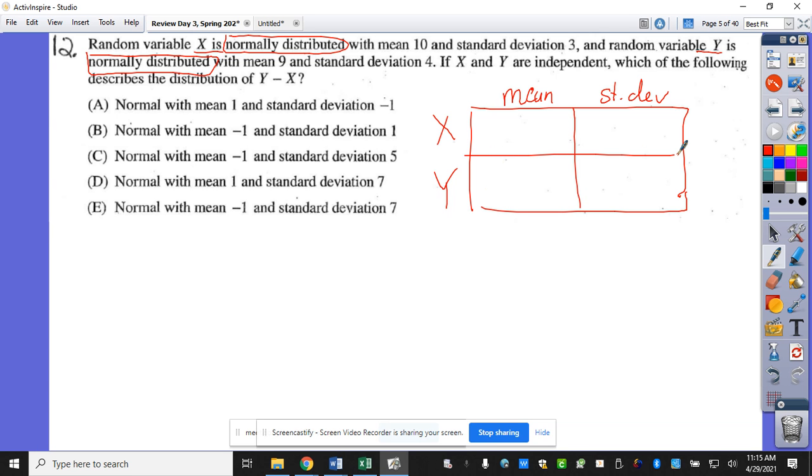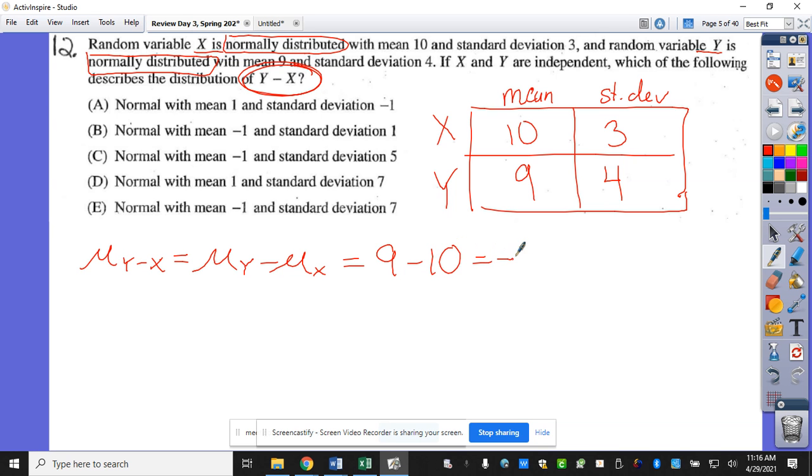Alright, so the mean of x is what? The standard deviation of x, mean of y, standard deviation of y. And it wants us to do y minus x. So how do I find the mean of y minus x? This is the one that's obvious. I just take the mean of y minus the mean of x. What is the mean of y? Minus 10, which is, so I have at least narrowed that down. This is not usually the issue, this is the issue.